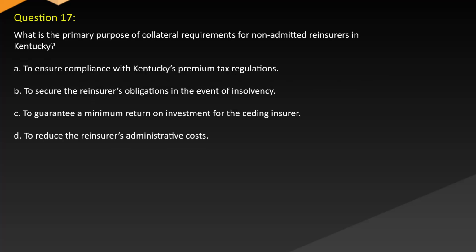Question 17. What is the primary purpose of collateral requirements for non-admitted reinsurers in Kentucky? A. To ensure compliance with Kentucky's premium tax regulations. B. To secure the reinsurer's obligations in the event of insolvency. C. To guarantee minimum return on investment for the ceding insurer. D. To reduce the reinsurer's administrative costs.